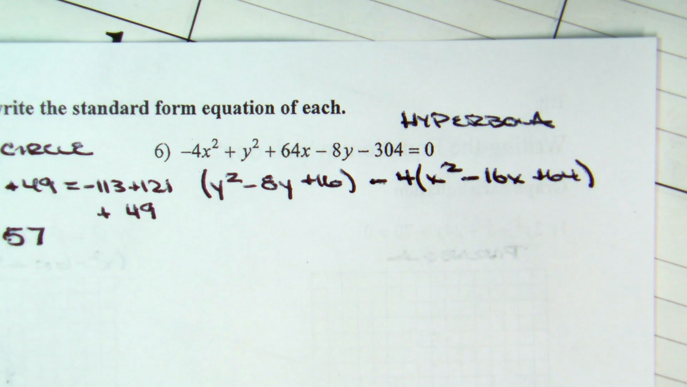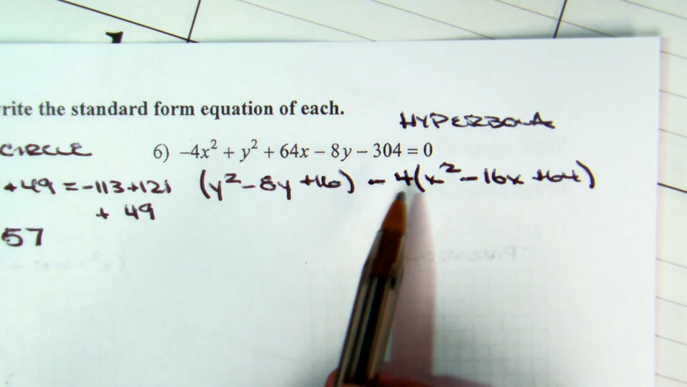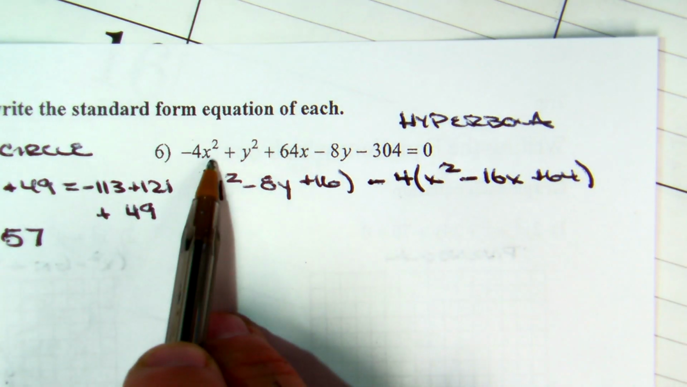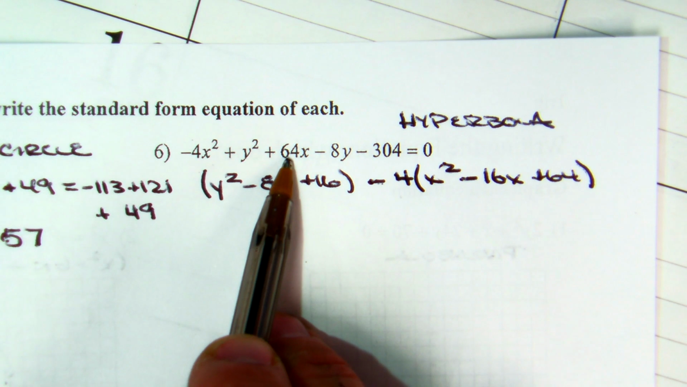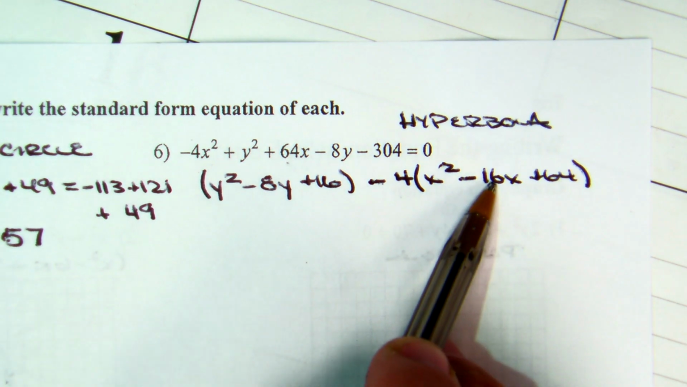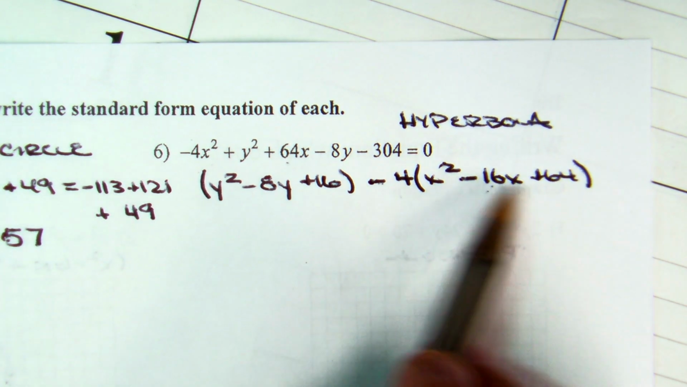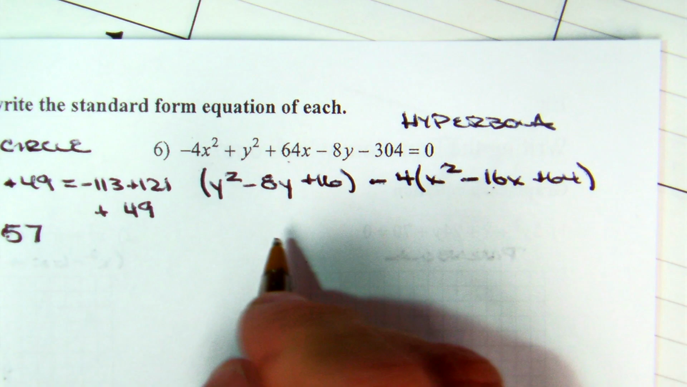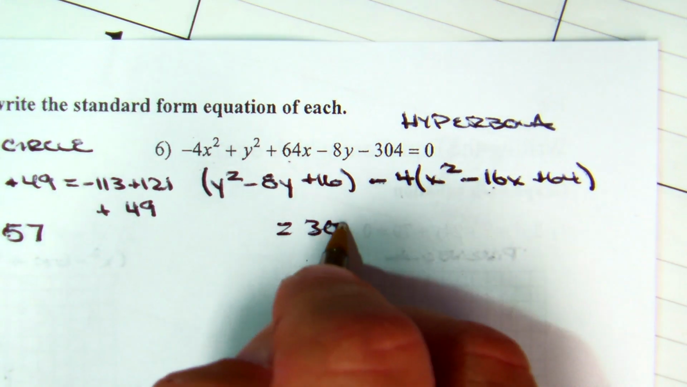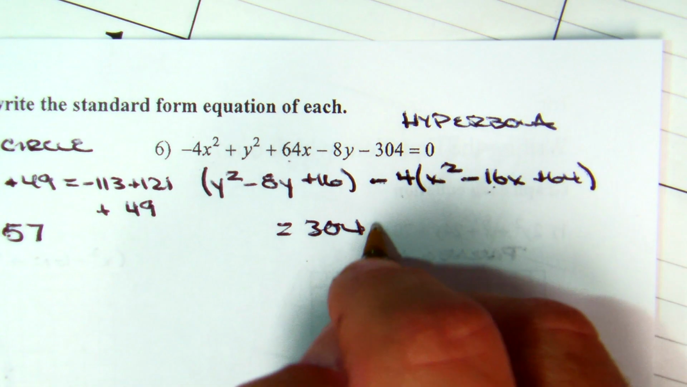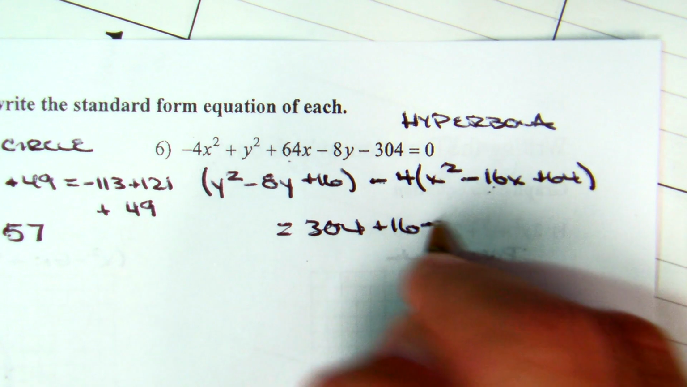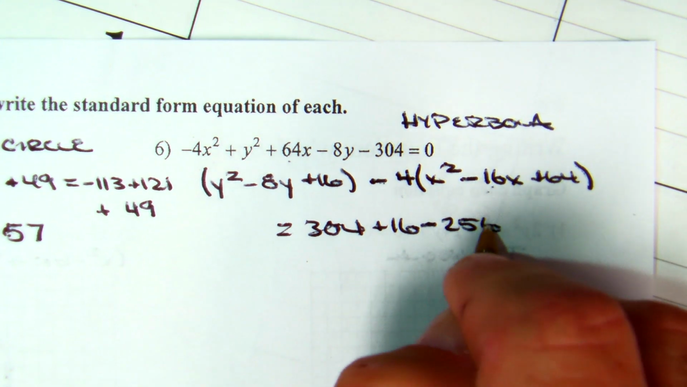Everybody good with that because we're skipping steps. The negative 4 is the coefficient of x squared. When I pull that out of the 64, I'm going to have a negative 16x. Half of 16 is 8. 8 squared is 64. Equals 304 plus 16 minus 256.